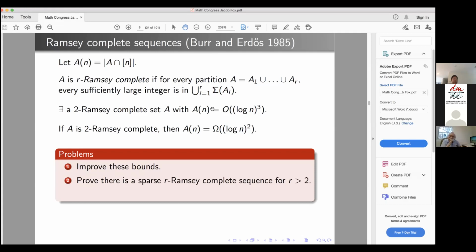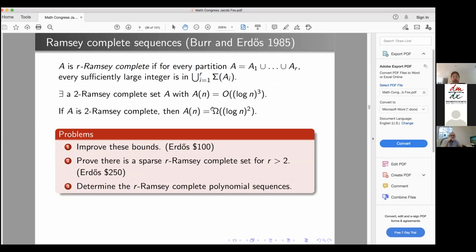So somehow their proof technique really works for two colors to give us a sequence that's Ramsey complete and sparse, but not for more than two colors. And finally, they asked to determine the r-Ramsey complete polynomial sequences. So which polynomial sequences are robustly complete in the sense that whenever you partition it into r sets, every sufficiently large positive integer can be represented as a sum of elements of the same color, from the same set in the partition. And these problems remained open.